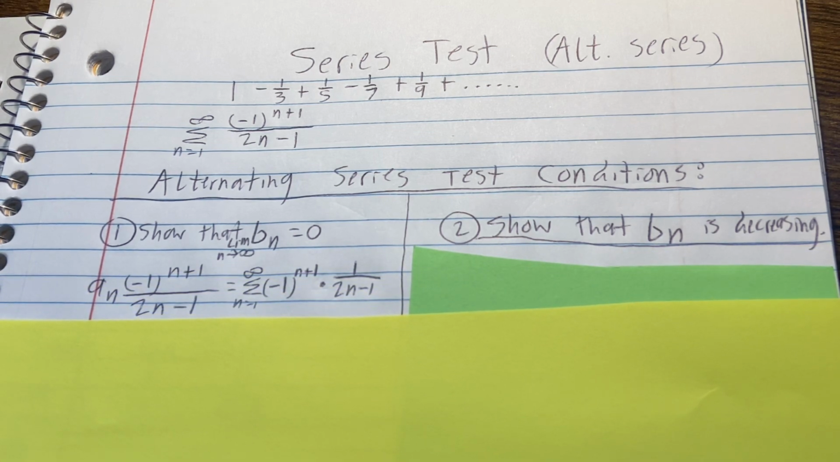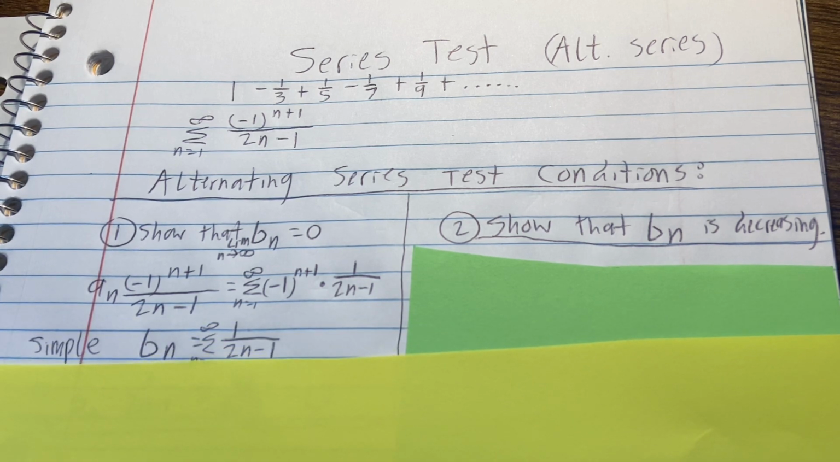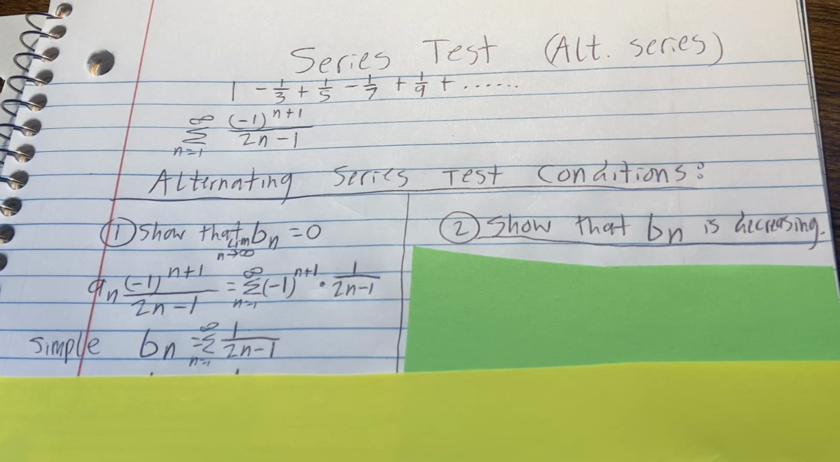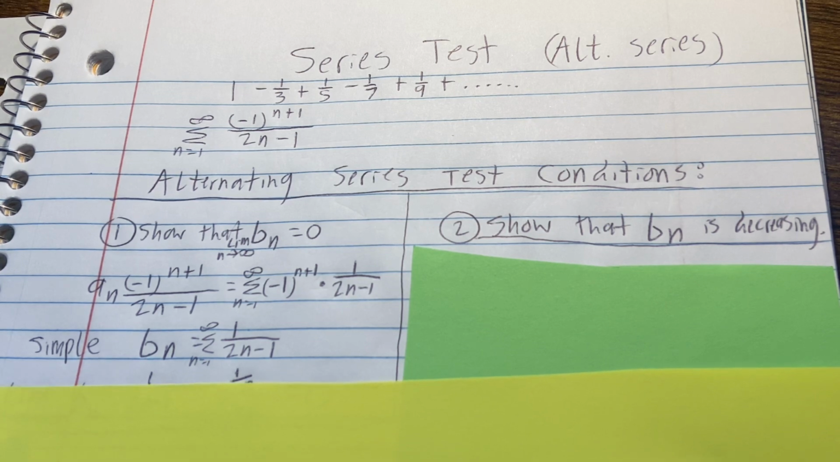So we'll see that the series a sub n, negative 1 to the power n plus 1 over 2n minus 1, is the same as negative 1 to the power n plus 1 times 1 over 2n minus 1. So we'll generate our simple equation for b sub n, which will just be 1 over 2n minus 1, which is what we'll use to satisfy the conditions.